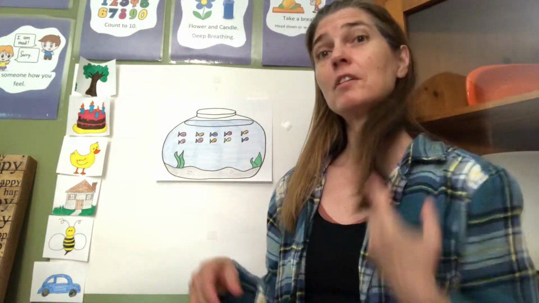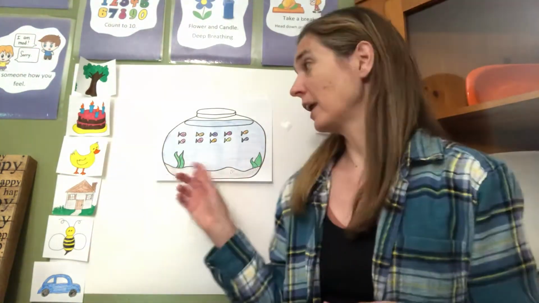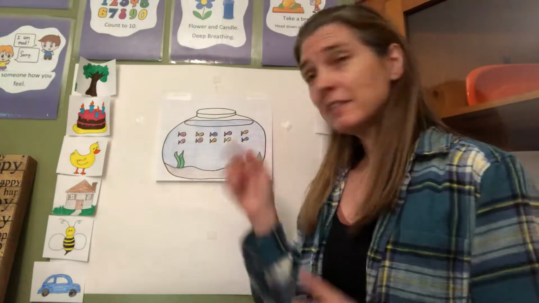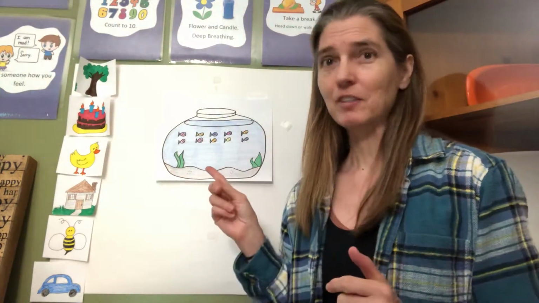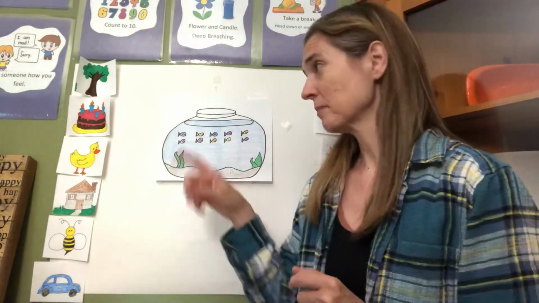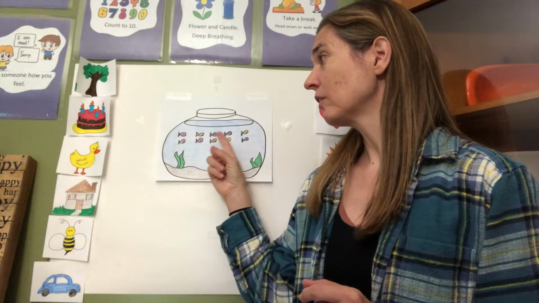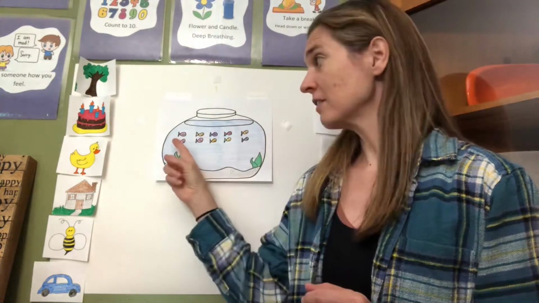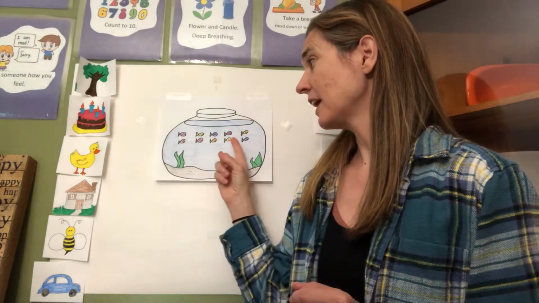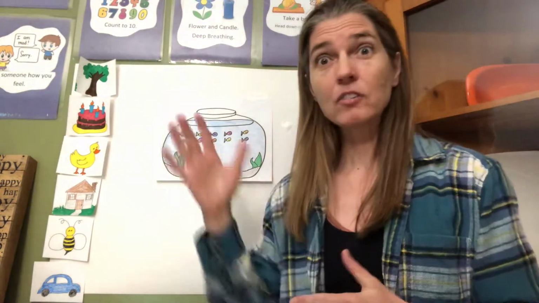So you're going to put your fish bowl on the table. I have mine hanging up just so you can see what I'm doing a little better. So let's take a look for a minute at the fish bowl, and then I'll tell you how we're going to play the game. My fish bowl has 1, 2, 3, 4, 5, 6, 7, 8, 9, 10 fish already in it.